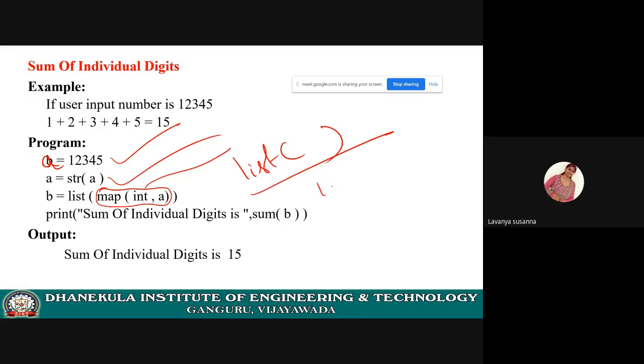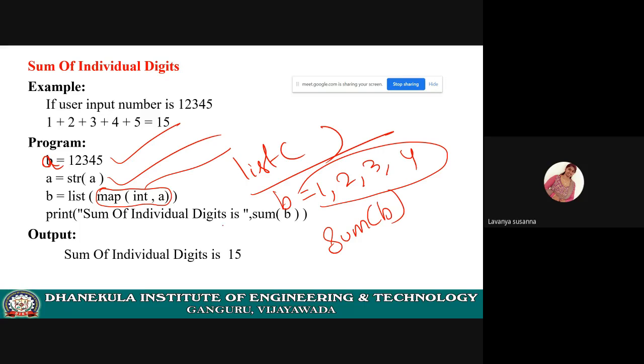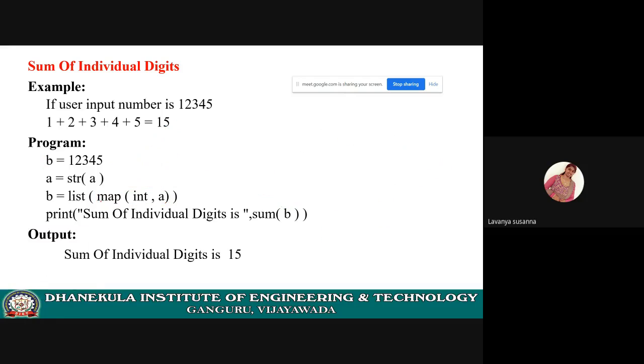I'm getting a list 1, comma 2, comma 3, comma 4. B contains it. Now I'm doing sum of B. Now individual characters are adding. This is how you are going to write a program. Is it clear, students? Is this program clear for you? Any doubts? Are you able to understand? Yes, ma'am. Okay.